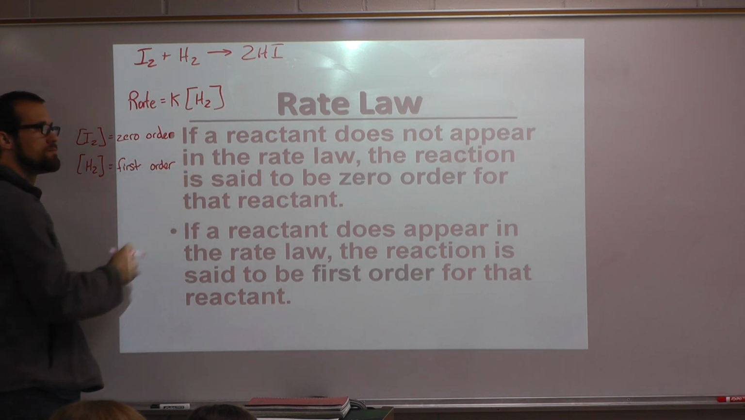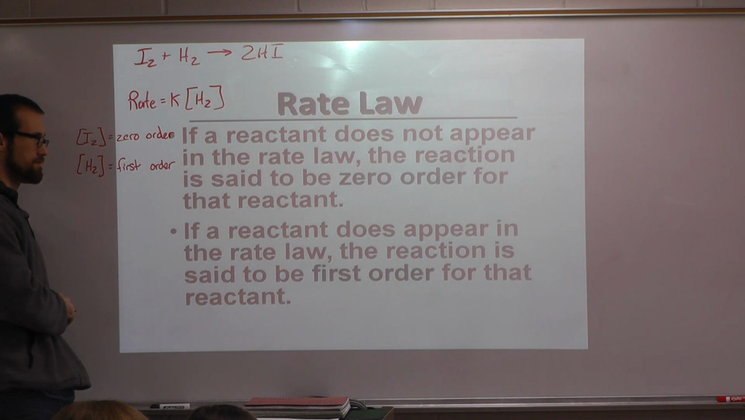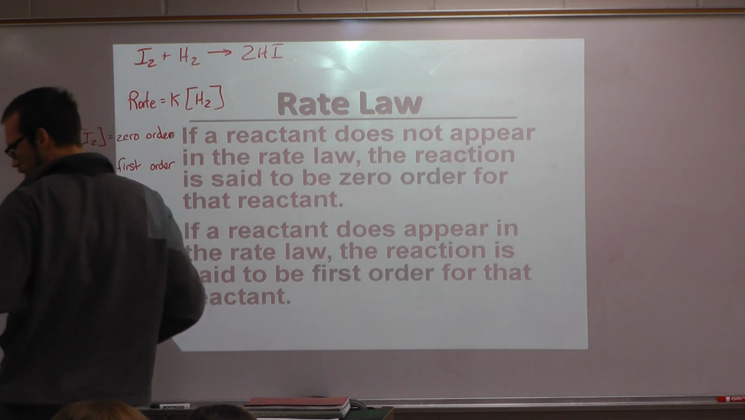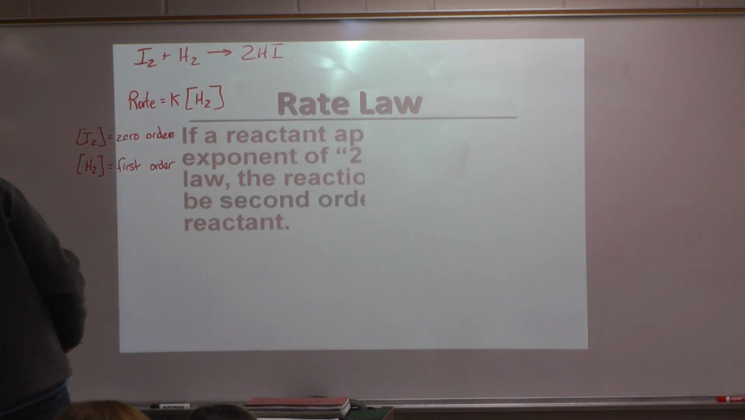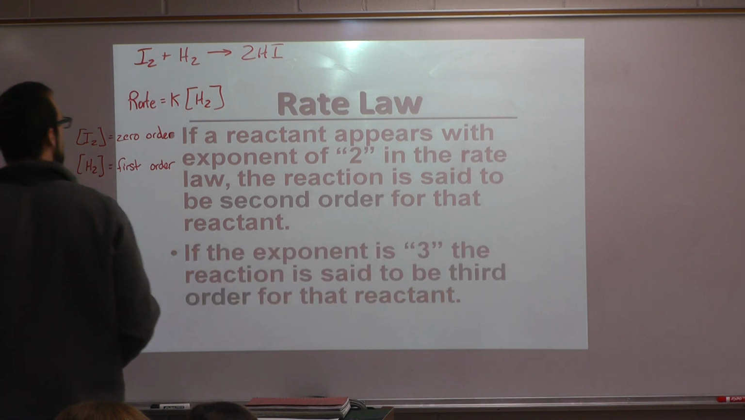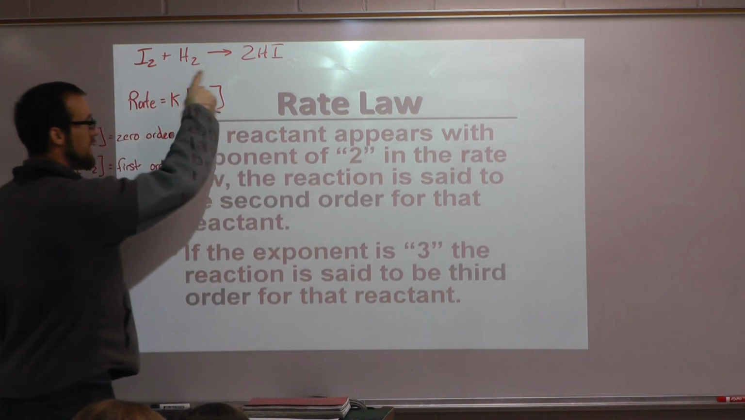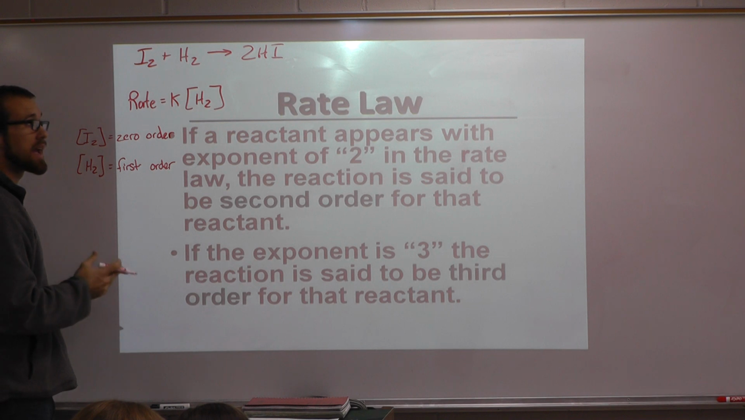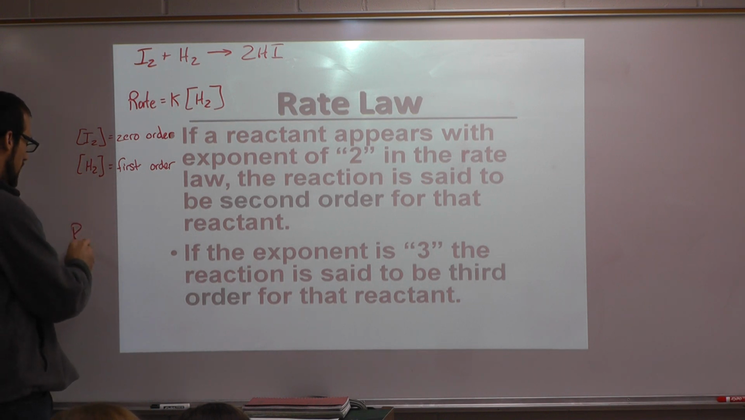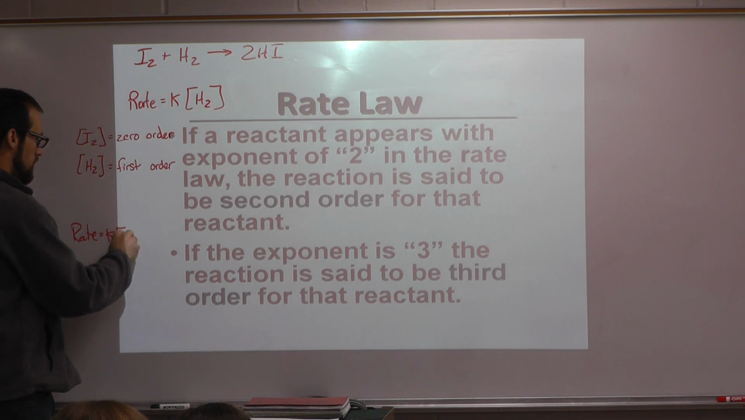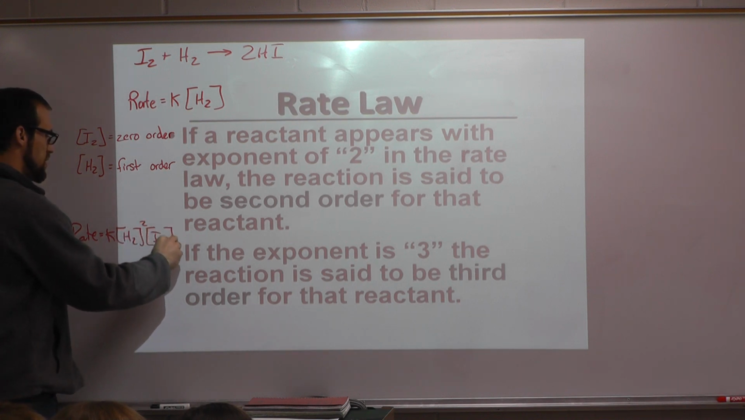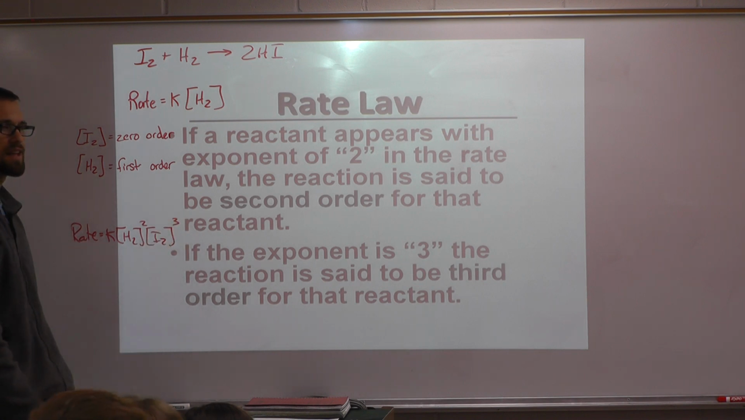If I had an exponent of 2, it would be second order. So let me go on to the next slide. You can have up to second and potentially third order. So let me write a rate law for this, where it would be second, maybe third order. Rate equals K. We'll say H2 is second order, and I2 is third order. It would look like that.